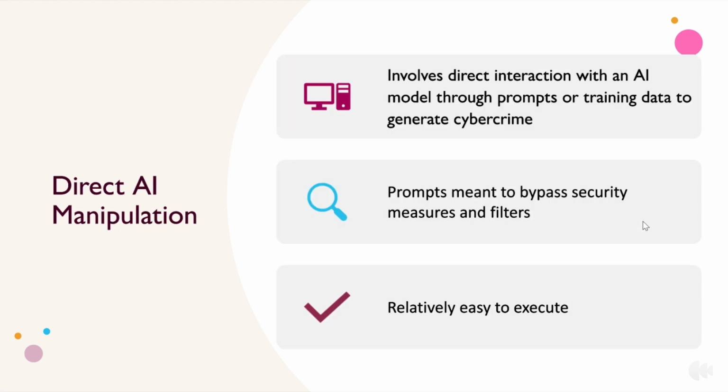So how are attackers bypassing the restrictions on AI models to generate cybercrime? Well, the first method they are doing this is through direct AI manipulation. Direct AI manipulation involves a direct interaction between a user and an AI model through the usage of prompts or the training data that is used to generate this malicious content. So this involves a direct interaction. And this is one of the most common methods that attackers use, especially since it is very easy for an attacker to execute this method.